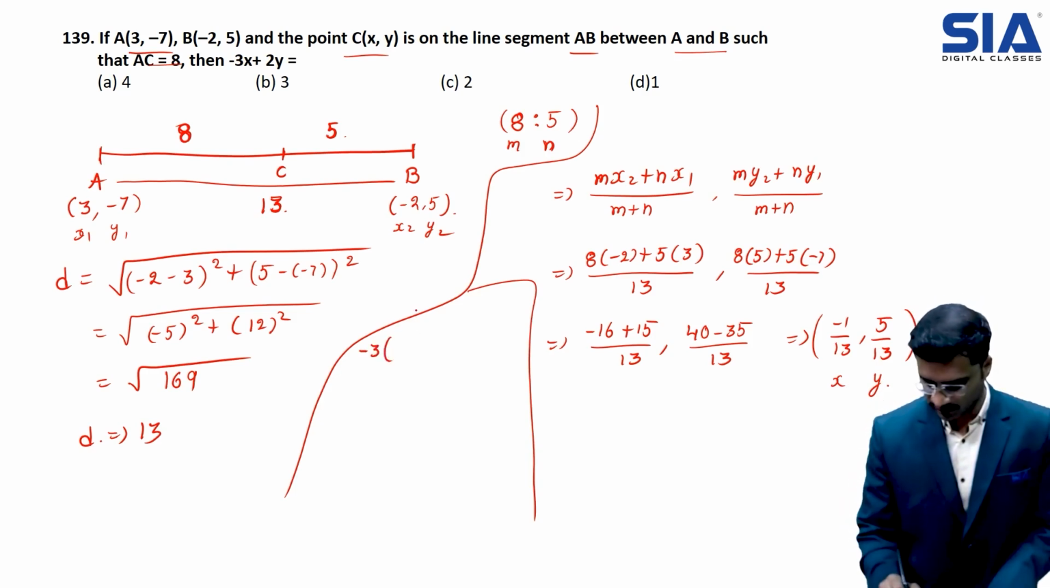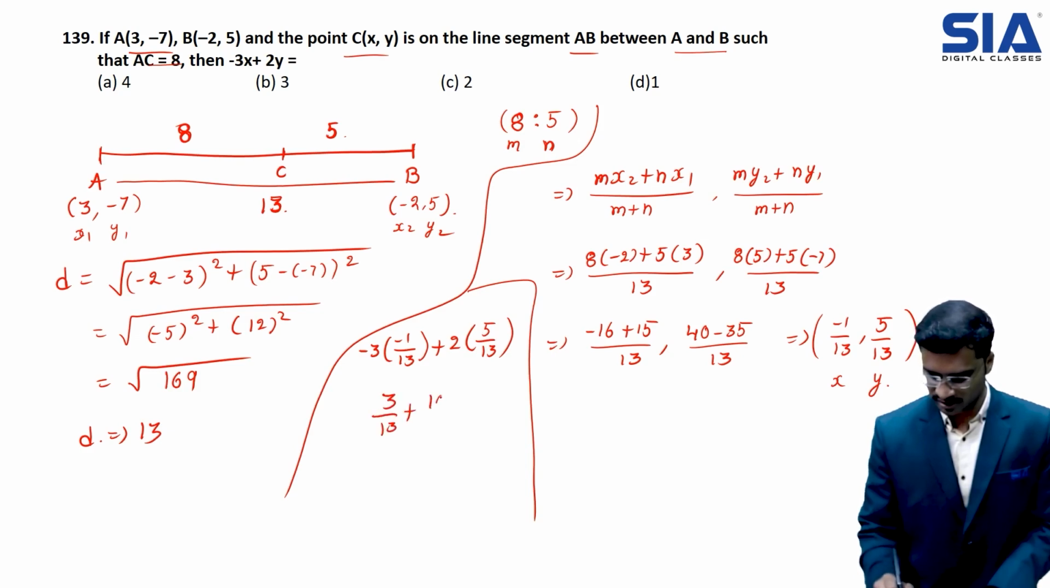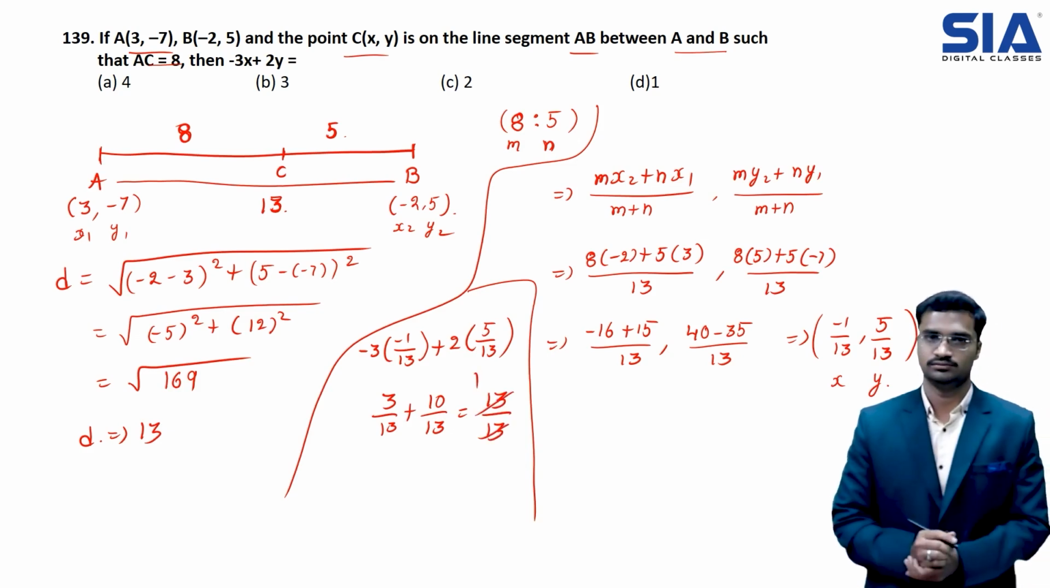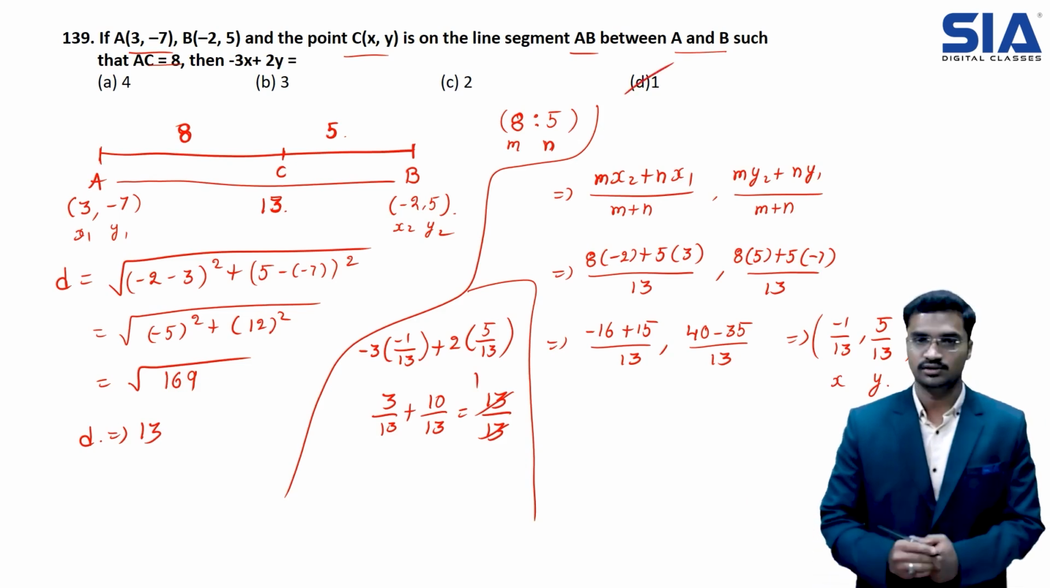Minus 3, the value of x is what? Minus 1 by 13 plus 2 into 5 by 13. So 3 by 13 plus 10 by 13, that is equals to 13 by 13. So our answer is what? 1. So our answer is option D.